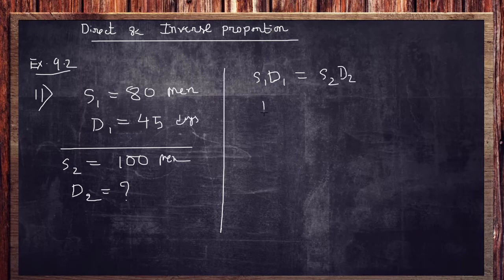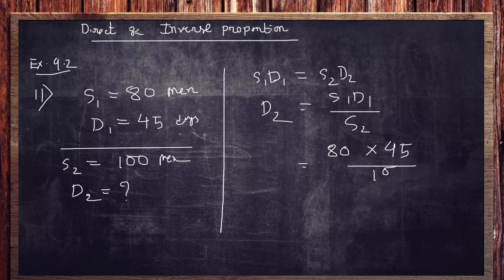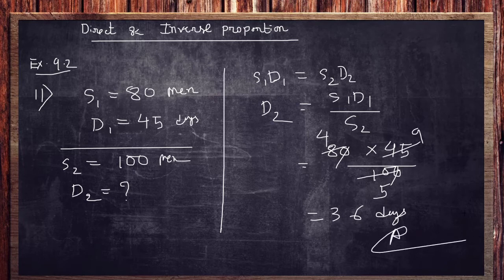Acha. So what we have to find is D2 equals S1 D1 by S2, where we put the values over here. That is 80 into 45 divided by 100. And finally, if you calculate this, it will be 36 days. So finally, the food will last for 36 days. So that is your answer.